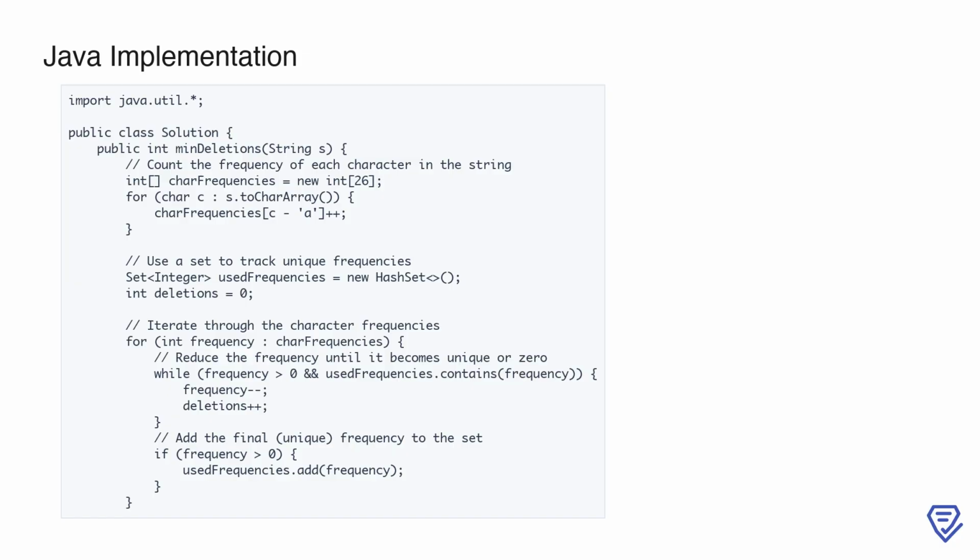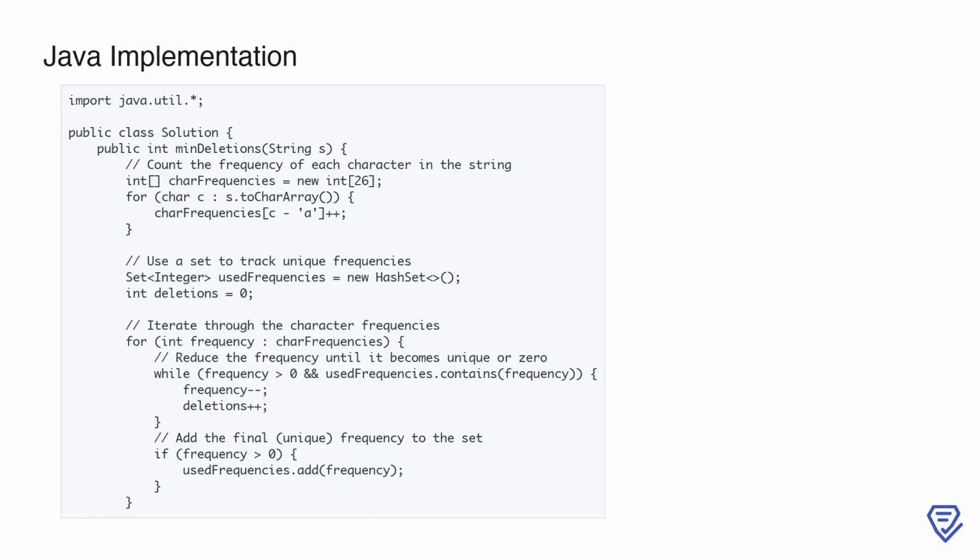Next, we initialize a hash set called usedFrequencies to keep track of frequencies that are already used, ensuring they are unique as we process the string. We also initialize a variable deletions to 0, which will store the total number of deletions required.